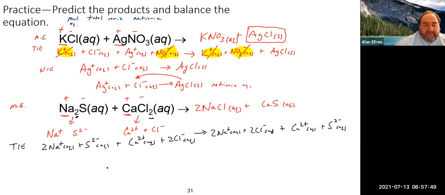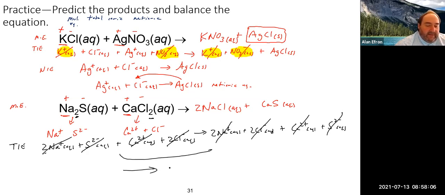And if we were looking for spectator ions, well, we got 2 sodiums on the left, 2 on the right. Got 1 sulfide there, 1 sulfide there, 1 calcium, 2 chlorides, 2 chlorides. Everybody cancels out, which means in reality, this would be no reaction taking place. You wouldn't have a reaction taking place because pretty much you would have just ions floating around. Right? No precipitate made, nothing like that.